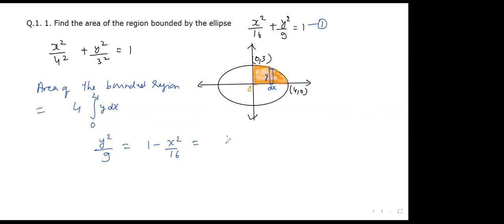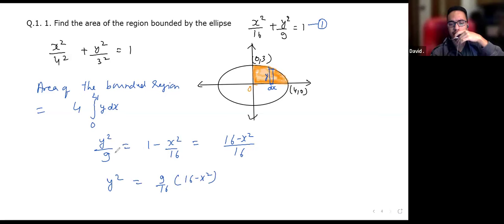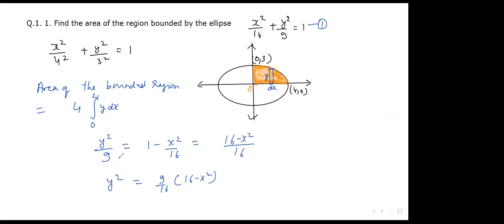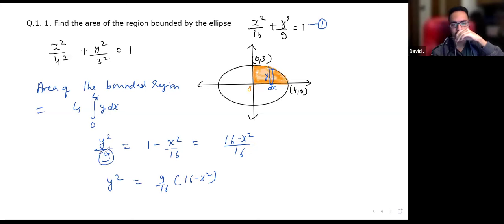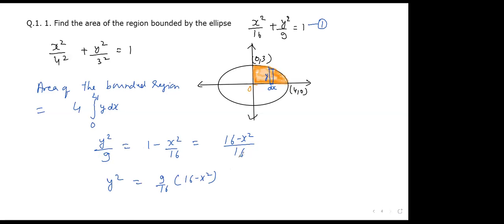Now this can be written as 16 minus x square over 16. So this 9, if we multiply both sides by 9, then y square equals 9 over 16 times 16 minus x square. Now you tell me whether you understood or not. Yes, sir. Just multiplied both sides by 9, so that 9 will be cancelled out. And here we have 9 over 16 times 16 minus x square.